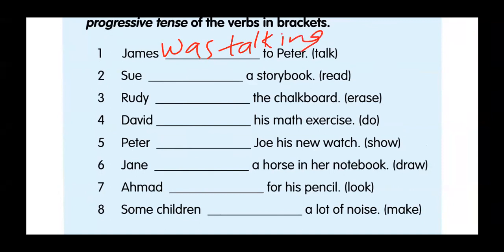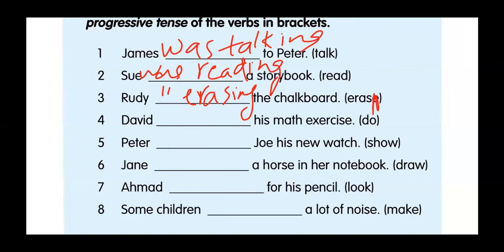Next, dash a storybook. Read. Was reading a storybook. Very good. I'm sorry, excuse my writing, because there is very little space. Yes, was reading. Next, Rudy dash the chalkboard. Rudy was erasing. Erase will become erasing. Tell me the rule: we are going to remove the E, then add ing. Okay. Next one.